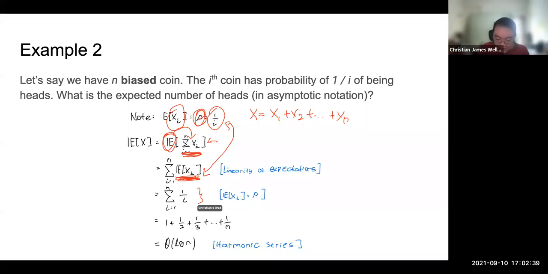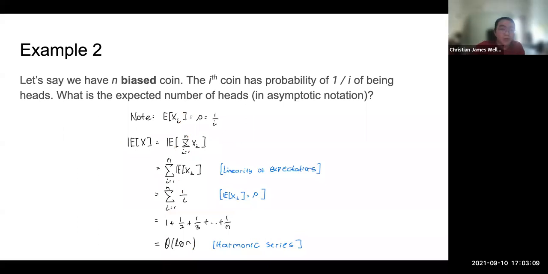And then, by the harmonic series, which we just learned today, right? 1 plus 1 over 2 all the way to 1 over n, that means this is theta log n, which means the expected number of hits is logarithmic to the total number of coins you have. Okay, so hopefully you can appreciate a bit more why indicator random variable is useful compared to before, where I just had a fair coin all the way. So with that, I think we can conclude the tutorial.